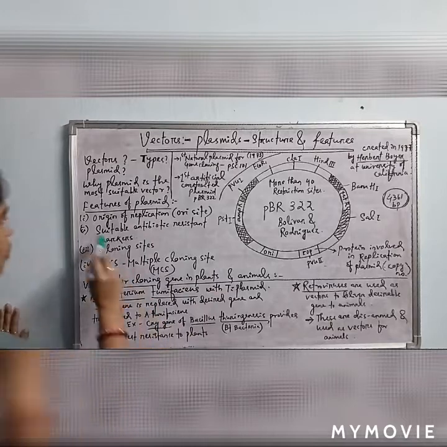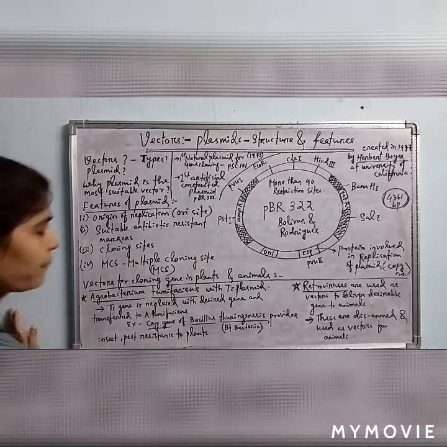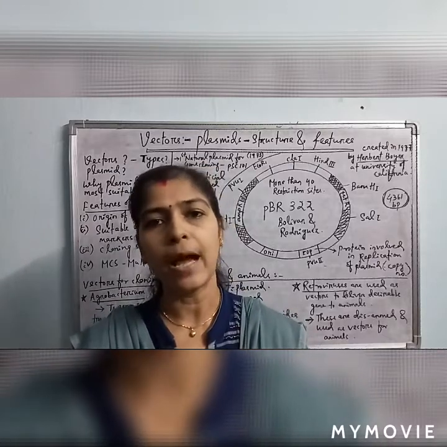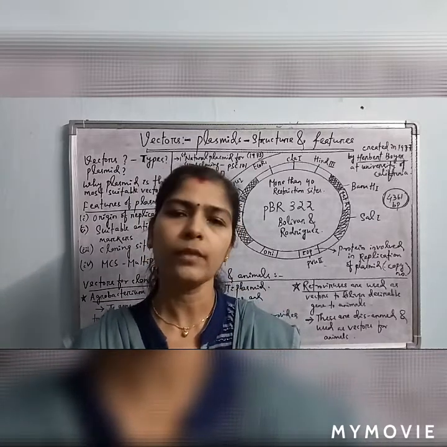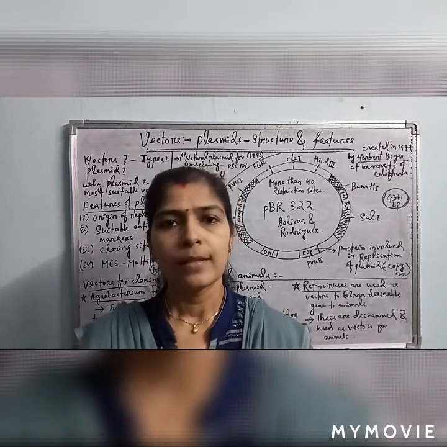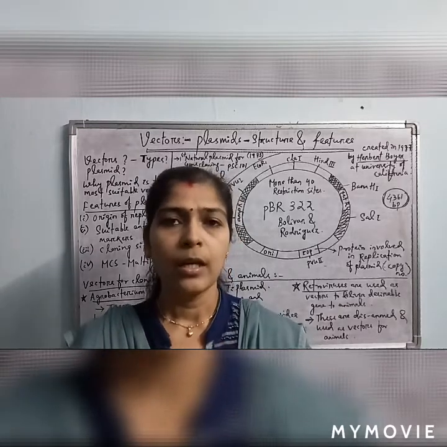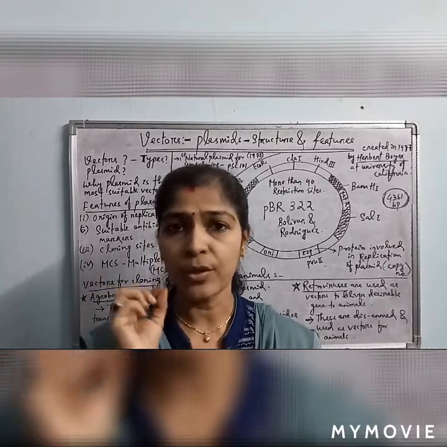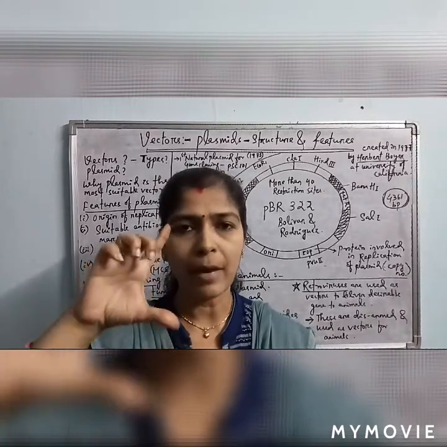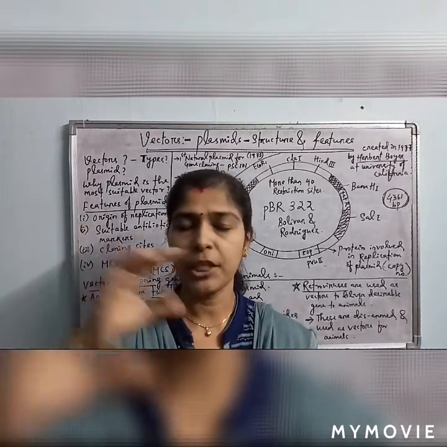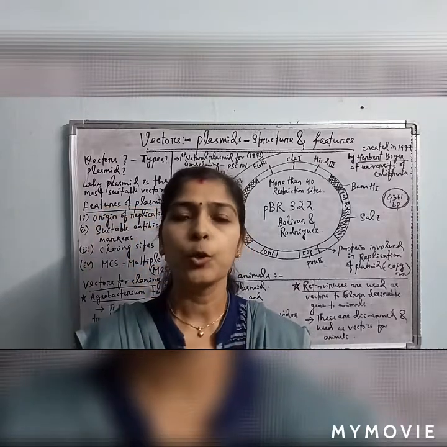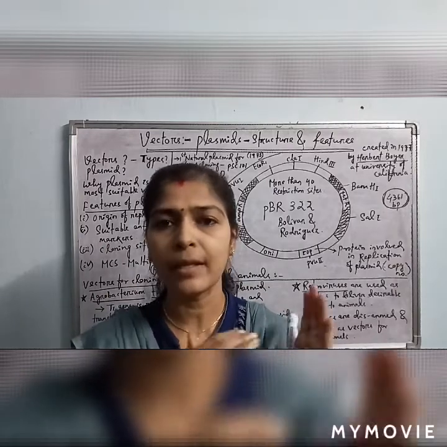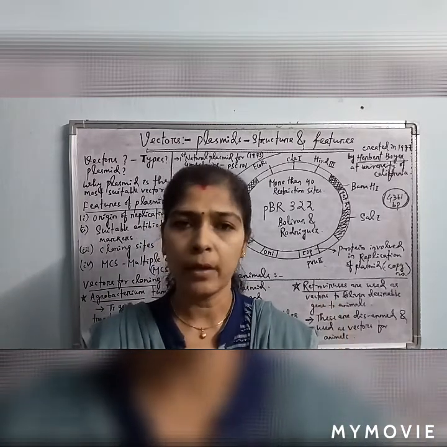Second, suitable antibiotic resistant markers. These plasmids must have at least one suitable antibiotic resistant marker gene. What is the need of this marker gene? If a particular recognition site of a particular restriction endonuclease is in that region, and that antibiotic resistant marker gene is cleaved and the desired gene is inserted to make the recombinant plasmid, then such recombinant plasmid-having bacteria can be easily isolated from the non-recombinant bacteria.